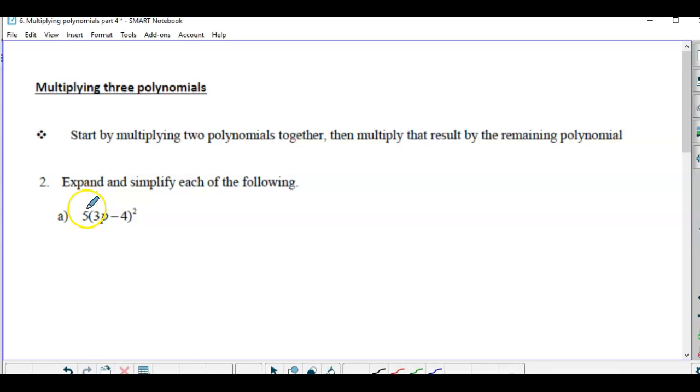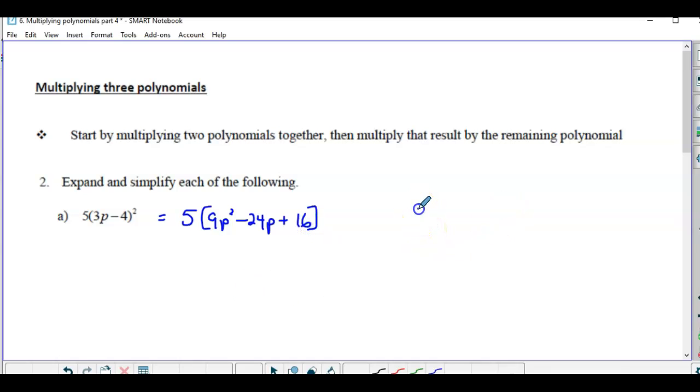So here's an example. Here's a monomial times a binomial squared. I'm going to do the monomial at the end, and I'm going to find the expression for 3p minus 4 squared. If you remember back to what we learned, we can do that a fast way. 3p minus 4 all squared. You square the first term. That will be 9p squared. Then the product of the two terms is negative 12p. Doubled is negative 24p. And then negative 4 squared is plus 16.